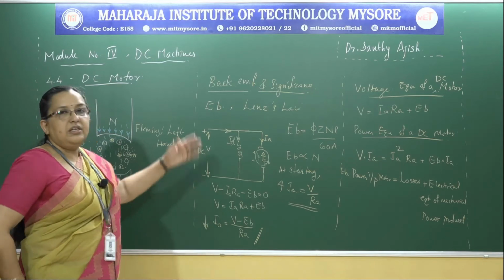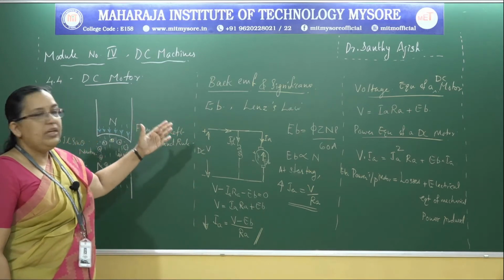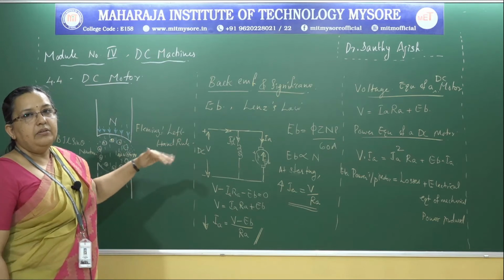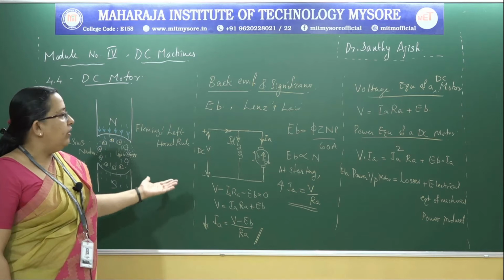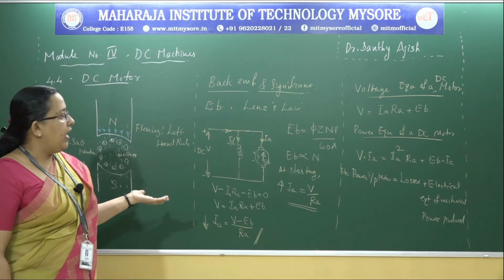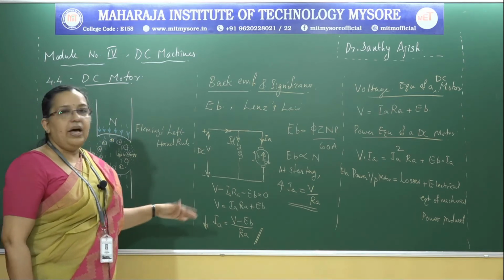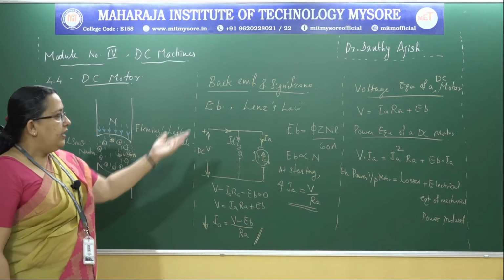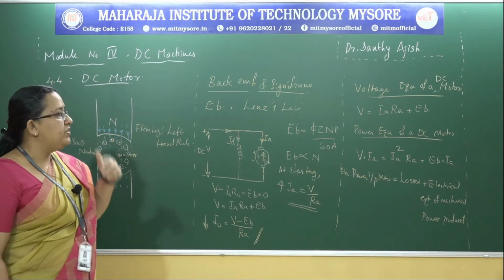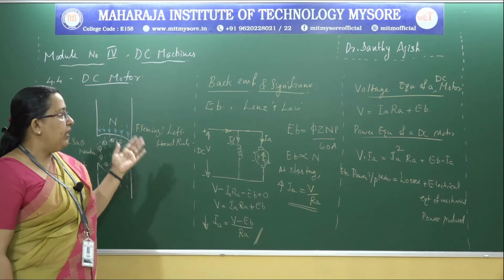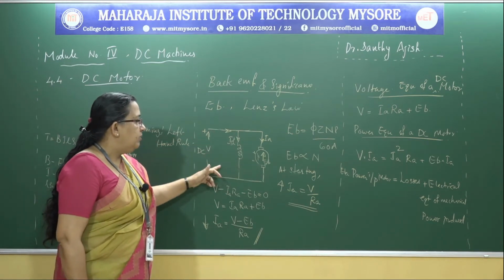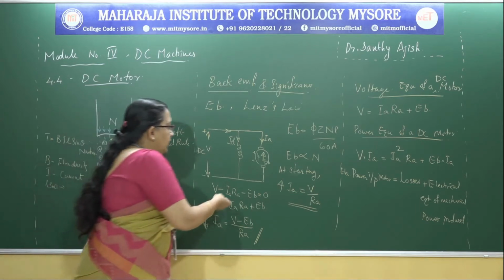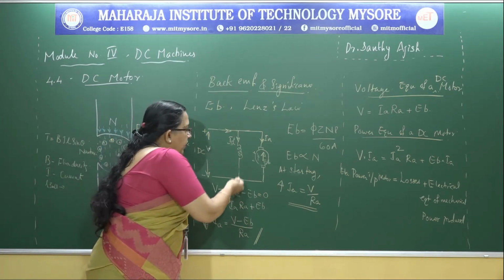Back EMF and its significance we have seen, and we have seen that back EMF indirectly controls or regulates the torque required for the motoring action by controlling the armature current. And then the voltage equation we have seen, which is V = Eb + IaRa. We are considering this loop of the motor connection diagram or the circuit diagram.